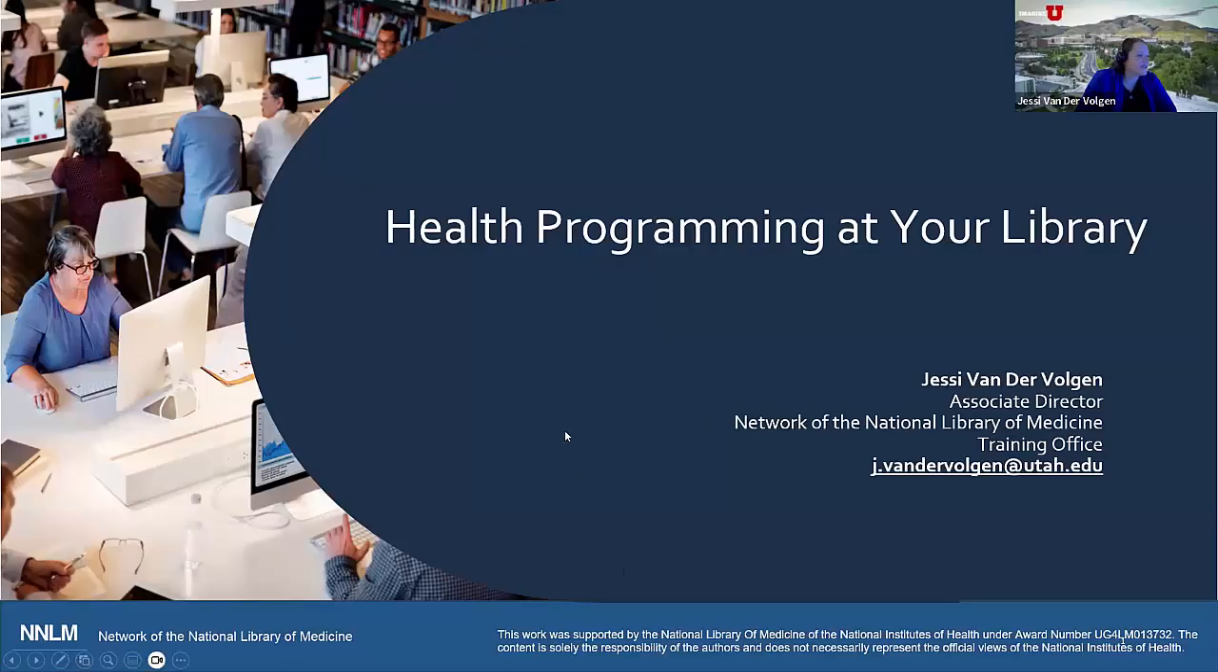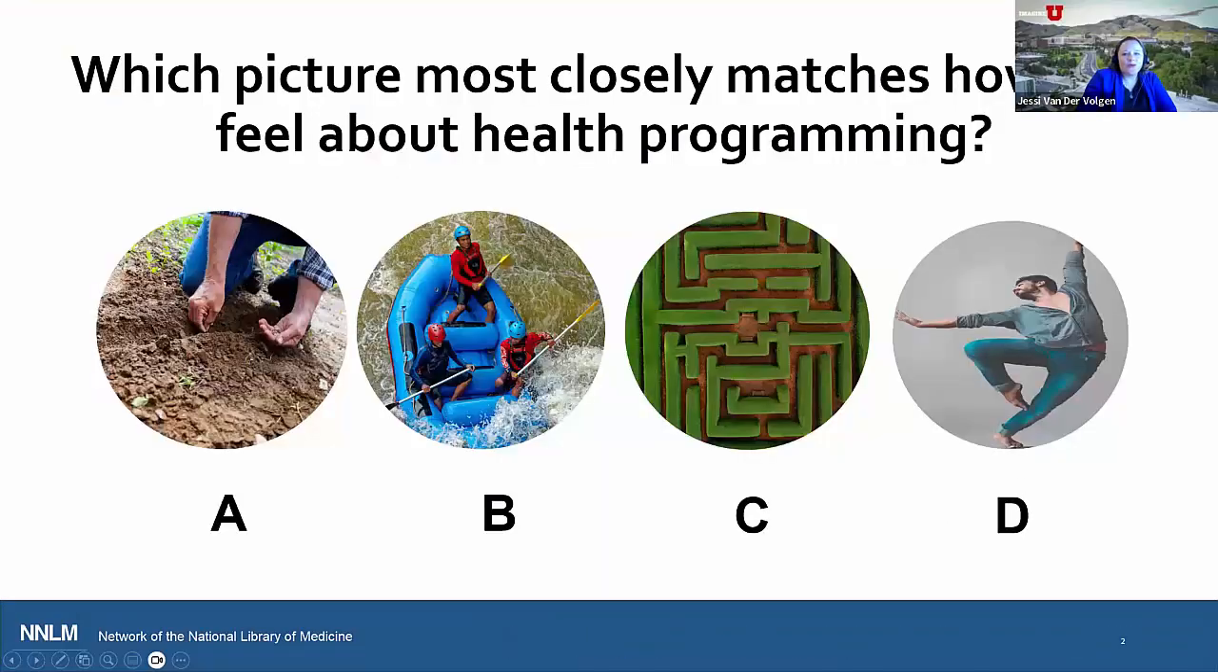Let's get started. So when you think about health reference, which picture most closely resembles how you feel? Feel free to put your response in the chat, and if you're up for it, add a little note on why. While you're thinking about that, I'll mention that picture A is some hands planting seeds in the dirt. Picture B is a raft in white water. Picture C is an overhead view of a large maze. And picture D is a ballet dancer. What do you think?